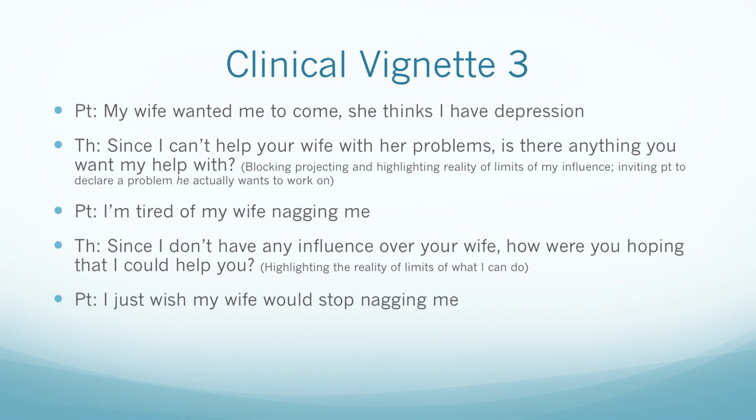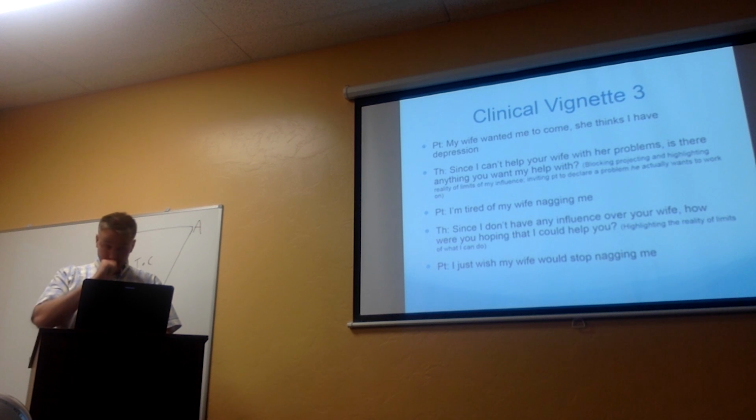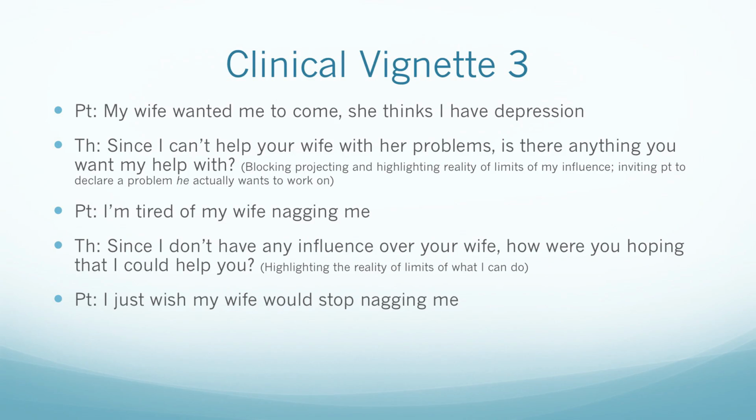What am I doing? I'm blocking the projection onto the wife. I'm highlighting the reality of the limits of my influence. I can't do anything about your wife. And I'm inviting the patient to declare a problem that he actually wants to work on. Okay? Patient: I'm tired of my wife nagging me. Well, since I don't have any influence over your wife, how were you hoping that I could help you? Again, I'm highlighting the reality of the limits of what I can do.